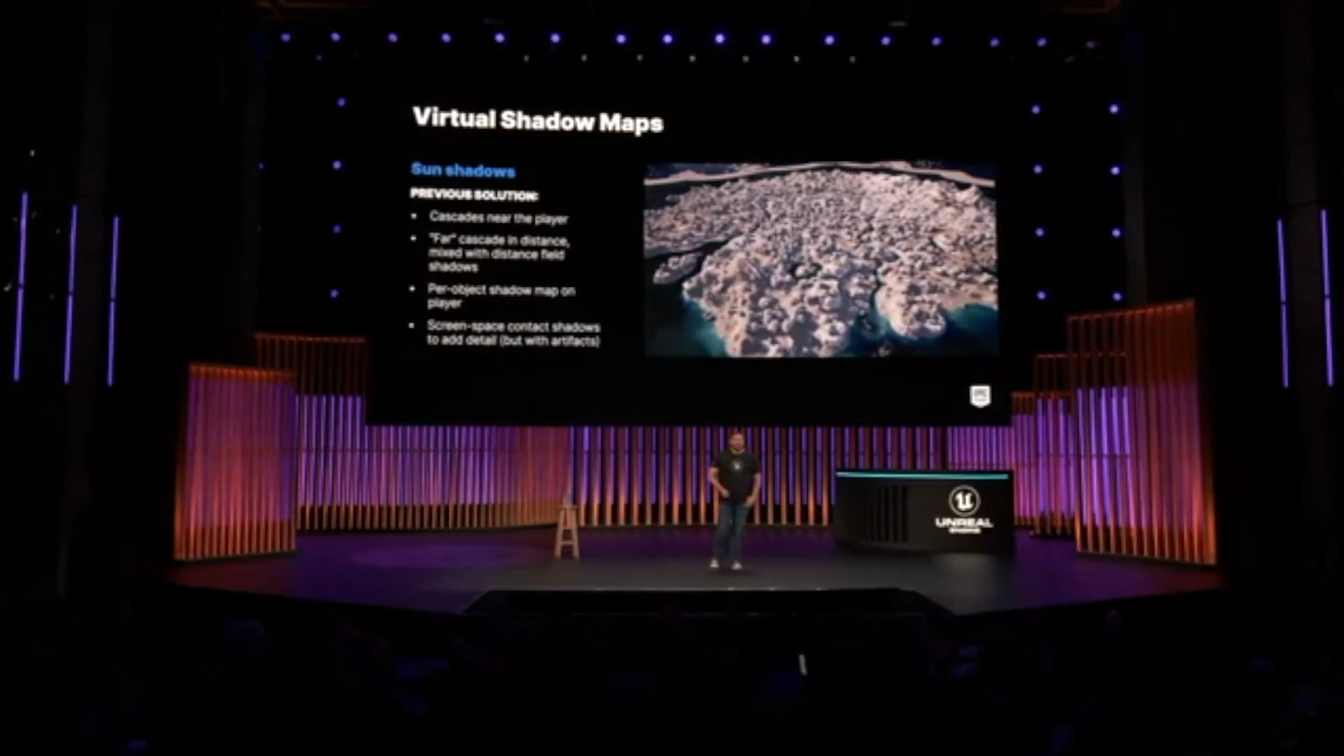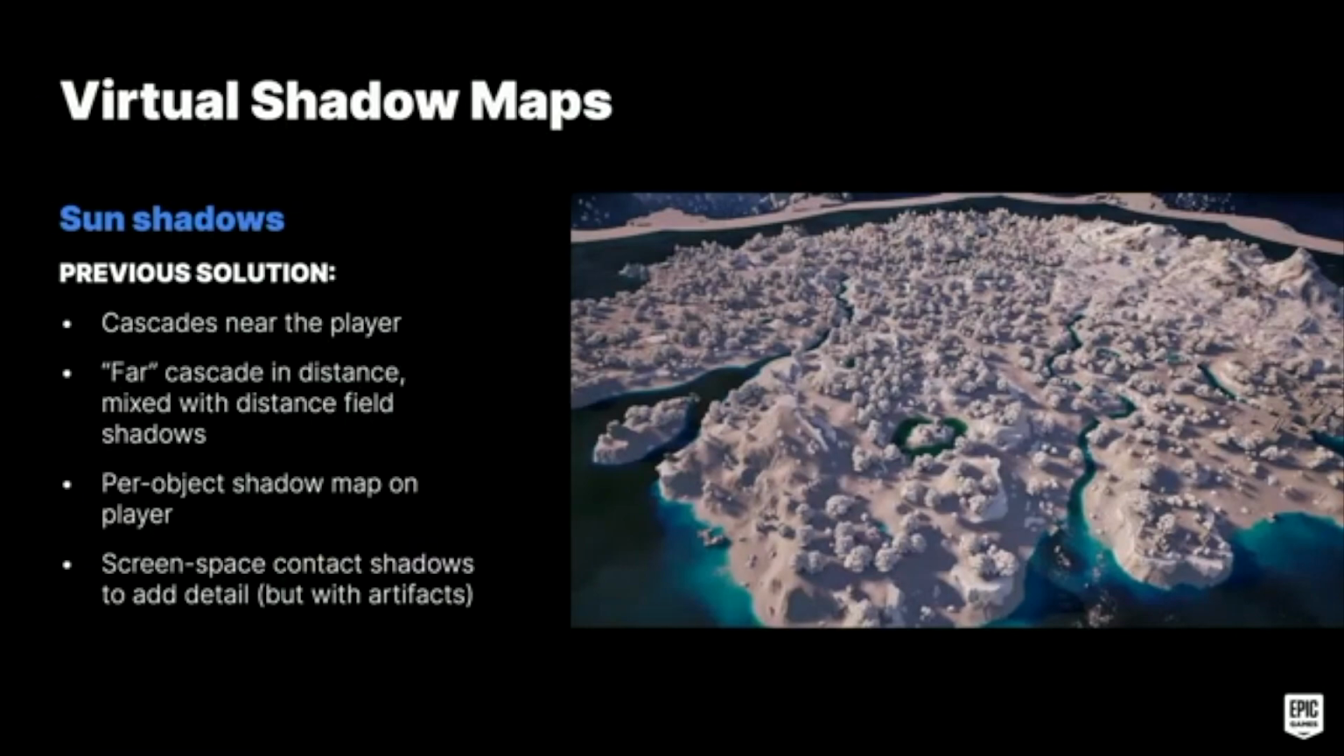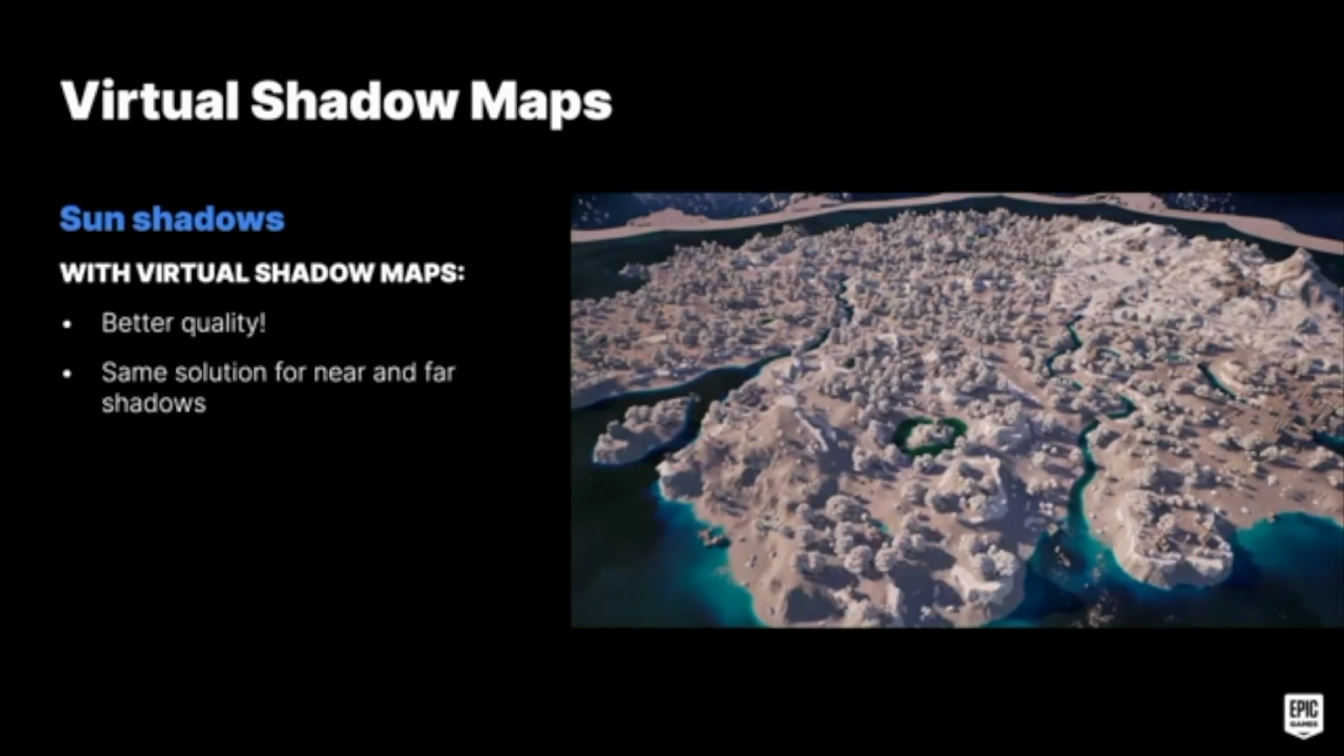In previous chapters, our sun shadows involved various techniques. Cascaded shadow maps were used near the player with a single far cascade in the distance that was mixed with distance field shadows. The player character had its own dedicated per-object shadow map, and screen space contact shadows were added to provide high detail, even though they also added trailing artifacts. Virtual shadow maps improve the quality of our sun shadows up close and in the distance. They provide us with a single unified solution for near and far shadow alike.